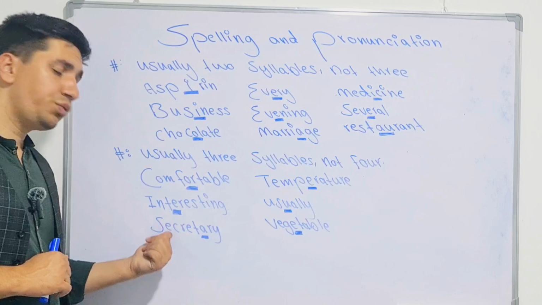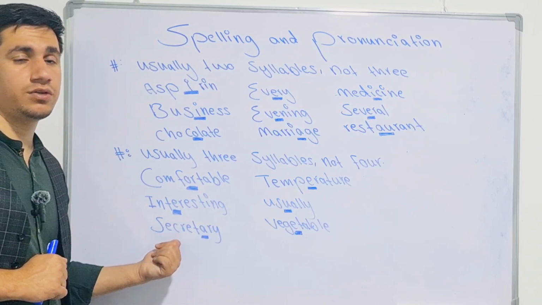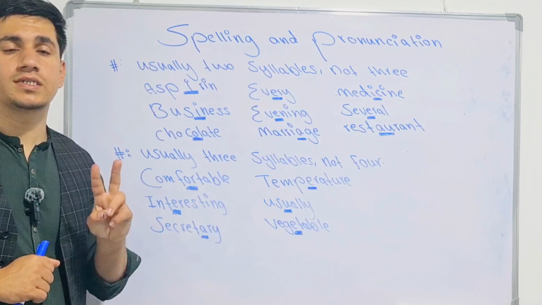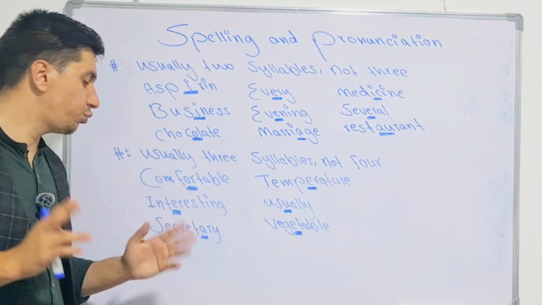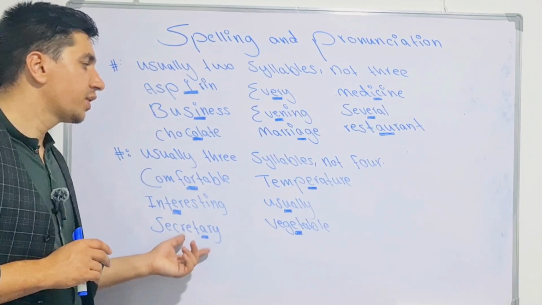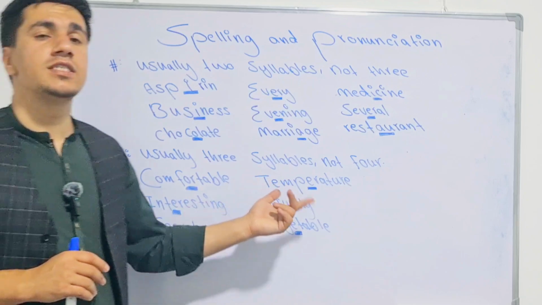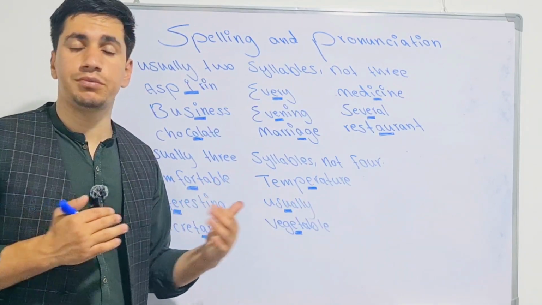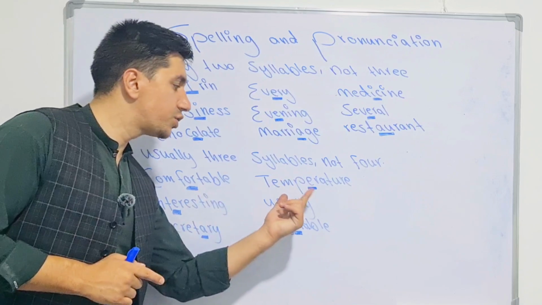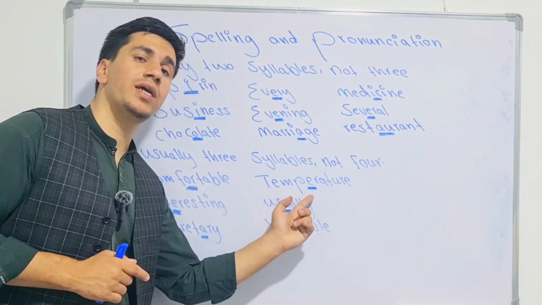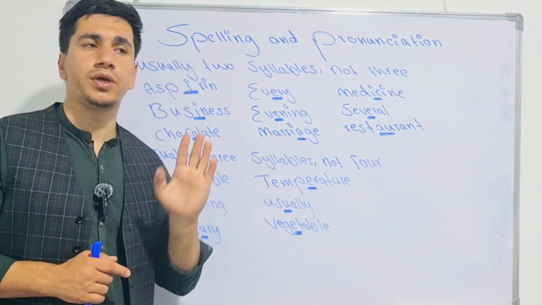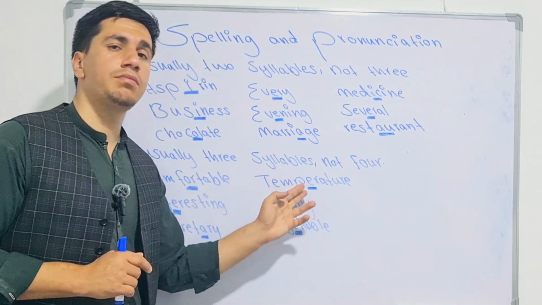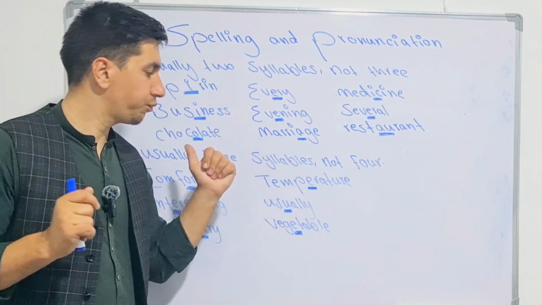We say interesting, not the full version. The next we have is secretary. This word is 4 syllables. Simple and easy. This word is 4 syllables, right? Next we have is temperature, not temperature. We do not pronounce it like this. Why? You see the sound is silent, which we do not pronounce. We say temperature. Simple and easy.